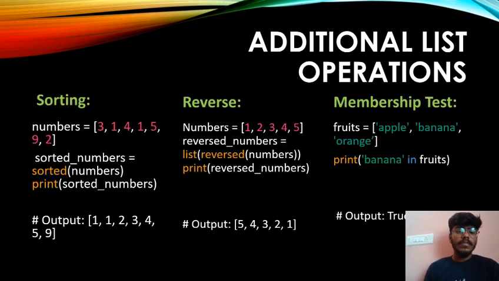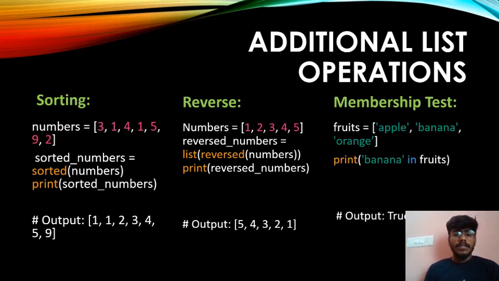The next, sorting. Sorting means sorting the elements in the list. numbers = [3, 1, 4, 1, 5, 9, 2]. sorted_numbers = sorted(numbers). Print the sorted numbers, which means 1, 1, 2, 3, 4, 5, 9.